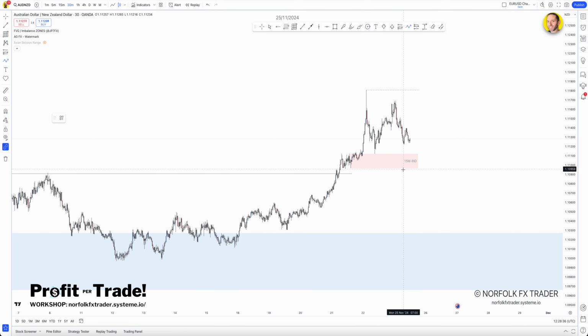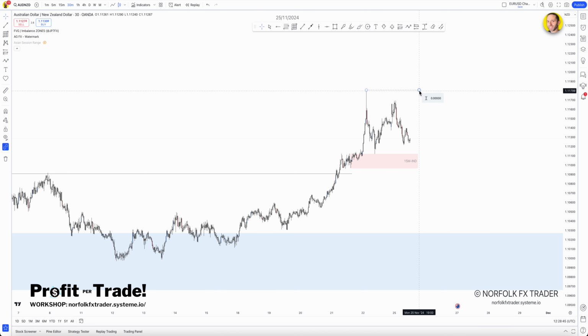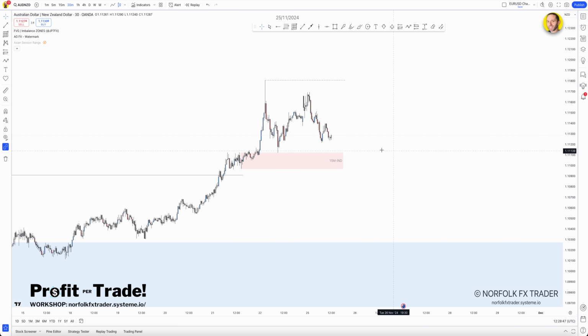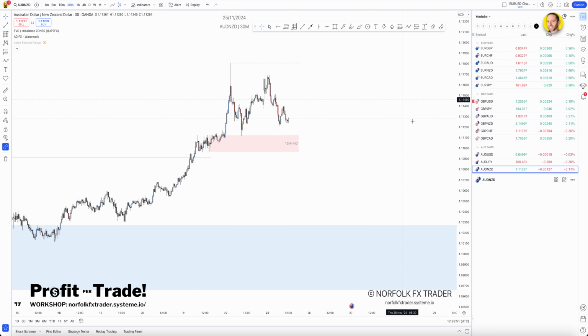So what you need to see now is a potential drop through, reversing, pulling back into new supply, and we start to see that pullback. And obviously we can still see a run higher as well for that high, but that's why we're looking for those higher timeframes to pull back. So that's the AUD New Zealand.